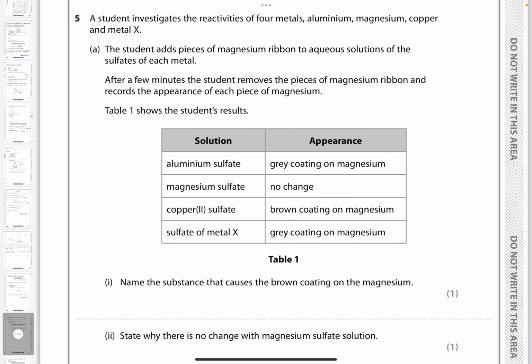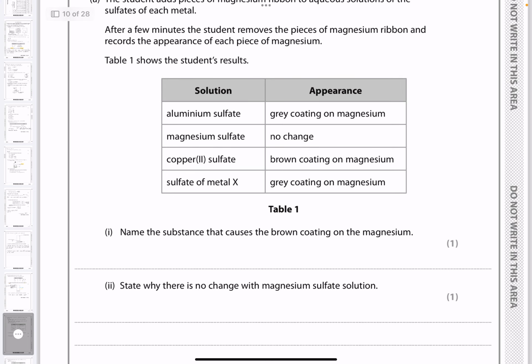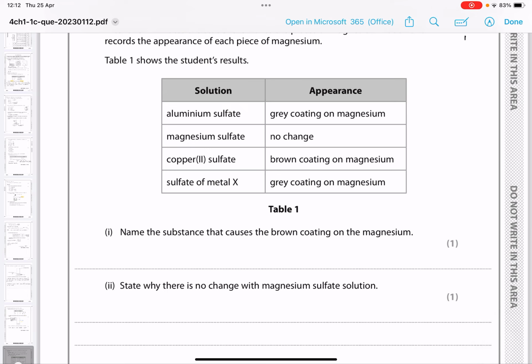A student investigates the reactivities of 4 metals: aluminium, magnesium, copper, and metal X. The student adds pieces of magnesium ribbon to aqueous solutions of the sulfates of each metal. After a few minutes, the student removes the pieces of magnesium ribbon and records the appearance of each piece of magnesium. Table 1 shows the student's results. Name the substance that causes the brown coating on magnesium.